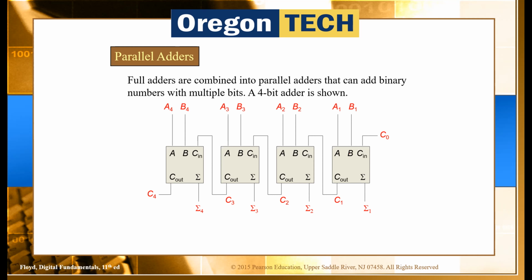So I have A1, B1, and C0. It will have a summation 1 and a carry 1. The carry of this one will go to the next stage. The next stage will receive now A2, B2, and carry 1, carry of the previous stage. And I will get summation 2, carry 2, and going to stage 3, going to stage 4.